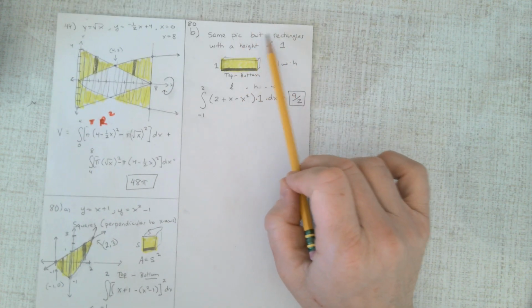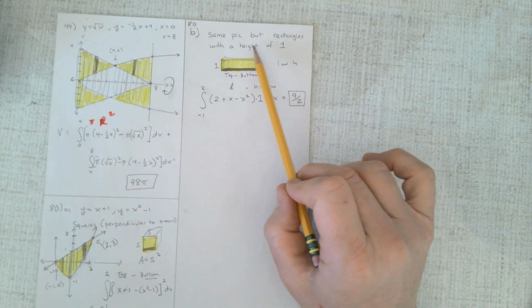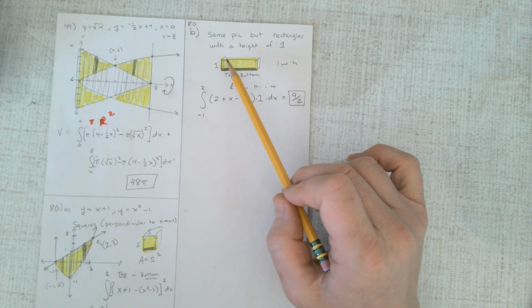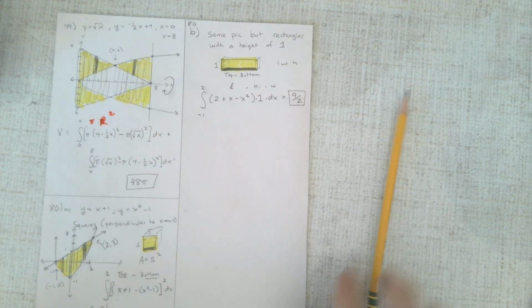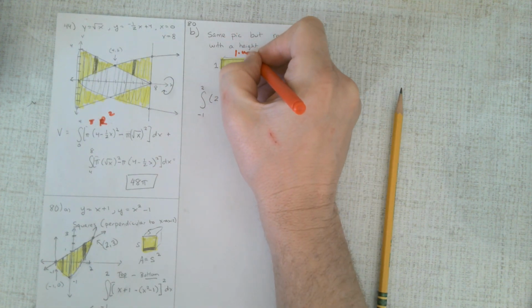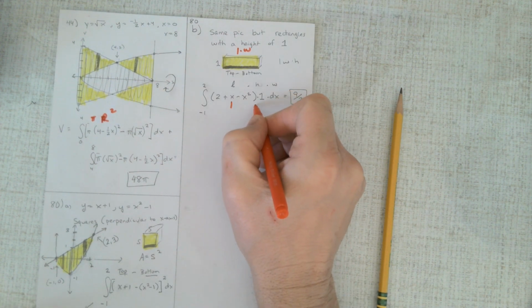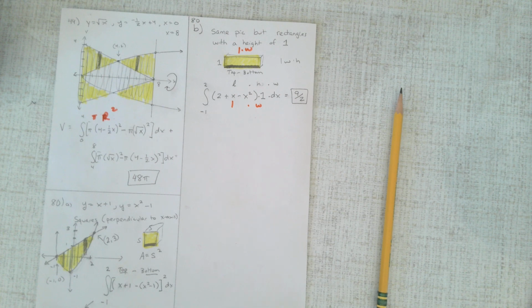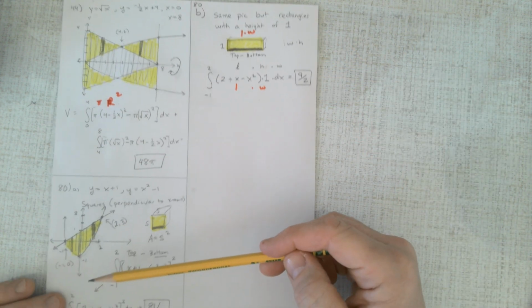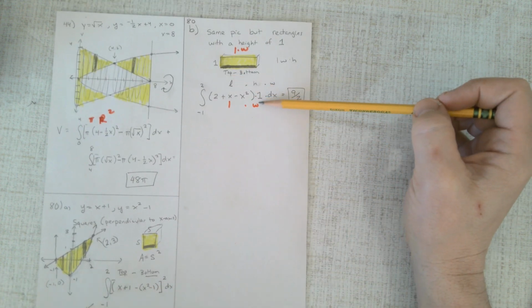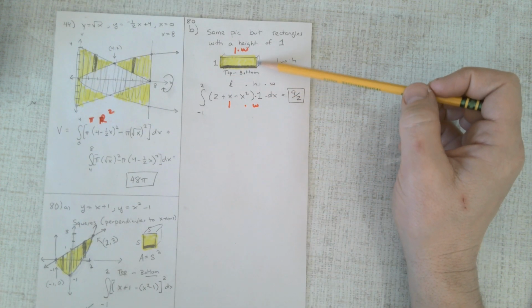It's the same picture, but you're building rectangles, and the rectangles have a height of 1. So same thing, top minus bottom, but what is the area of this rectangle? Well, rectangles are length times width. So this is length times width. And the length is the top minus bottom piece, again, from down here. And what is the width? Well, they tell you the width. That's the height of the rectangle.